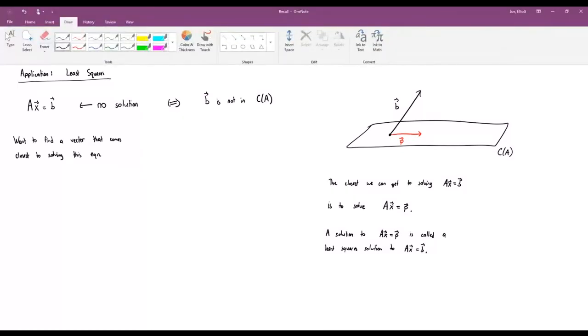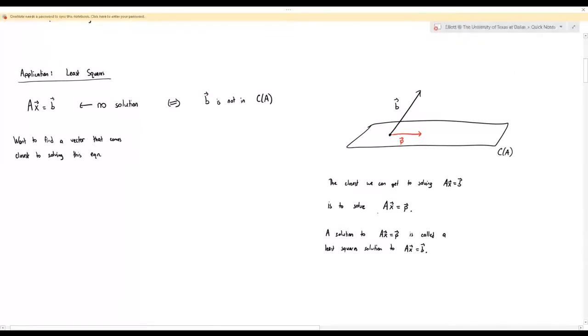So the idea is we're going to try to solve this equation Ax equals p as opposed to Ax equals b, because we can solve Ax equals p since p is in the column space. And in a sense, that's the closest equation to Ax equals b that we can solve, because p is the vector in the column space closest to b, okay?